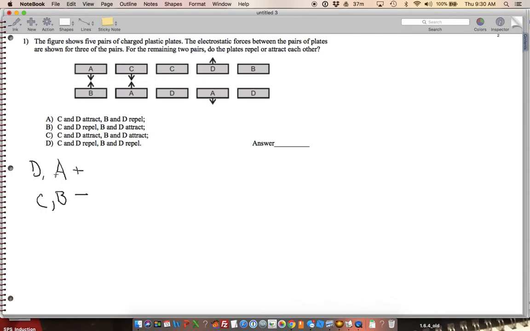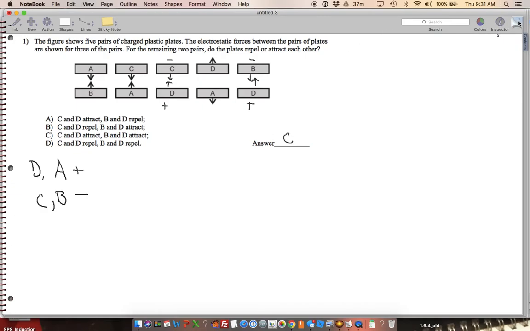So if I know D and A are the same charge and C and B are the same charge, I can think about C and D. If C is negative and D is positive, then they're going to attract. And if D is positive and B is negative, then they're going to attract. So our answer is C. C and D attract right here, and B and D attract right here. So our answer is going to be C.